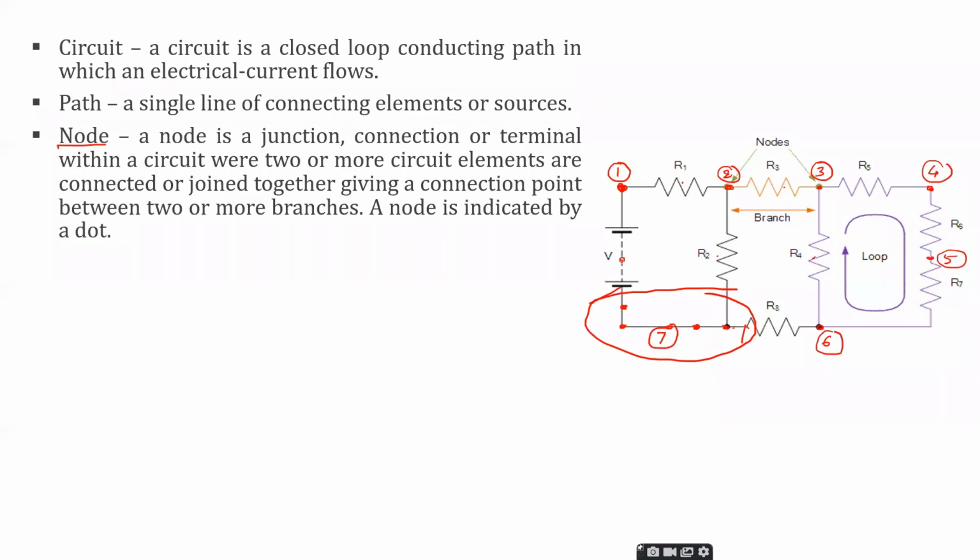Now it is also one more node because these two are connected. The answer is 8. There are 8 nodes available in the circuit.